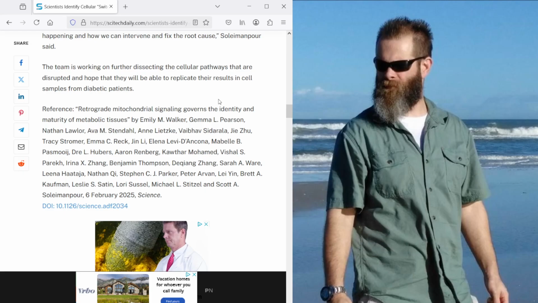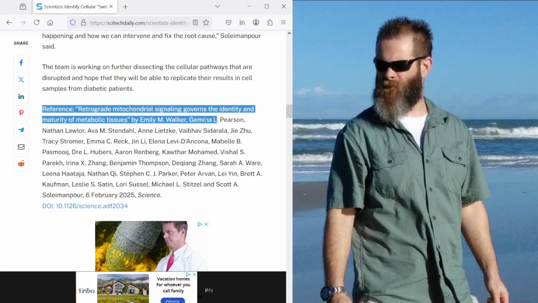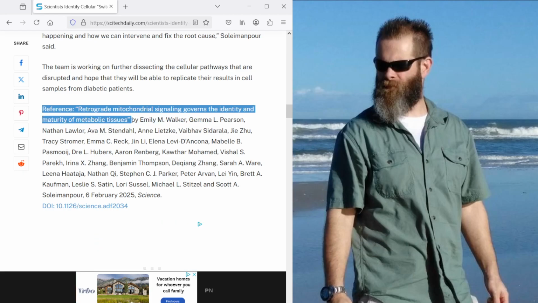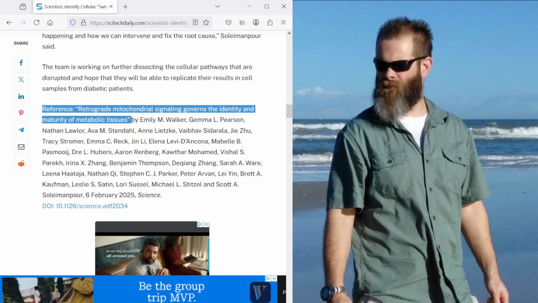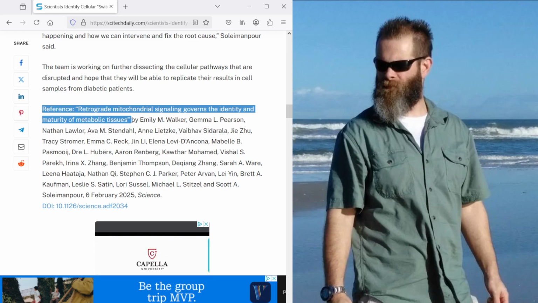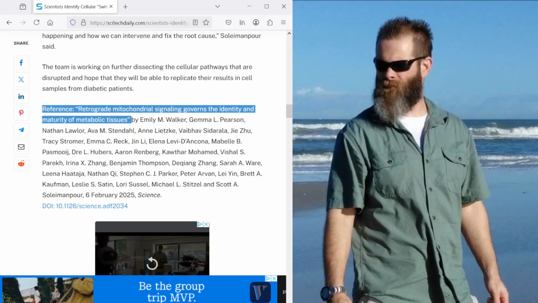So that's awesome. This very last thing here, where it says reference right here, okay? Retrograde mitochondrial signaling governs the identity and maturity of metabolic tissues. Wow, that is a powerful statement. I mean, think about that. Mitochondrial signaling governs the identity and maturity of metabolic tissues. So you think metabolic signaling is something to be concerned about? Yeah, I definitely think so, especially according to that, right?